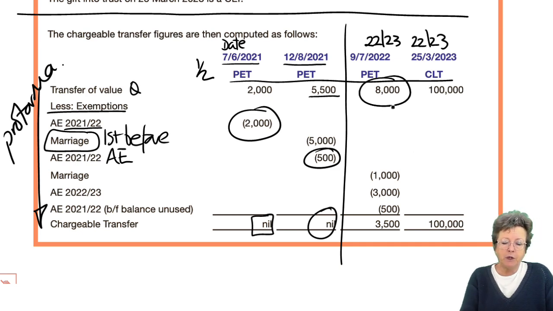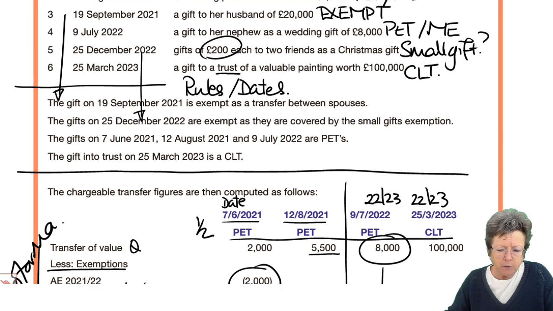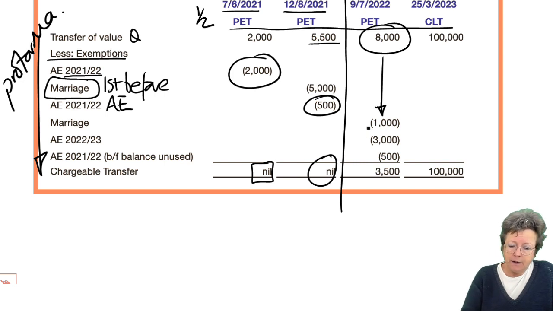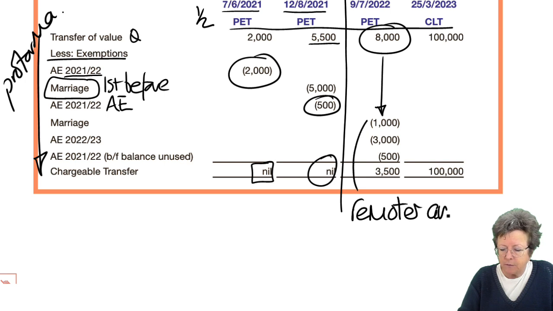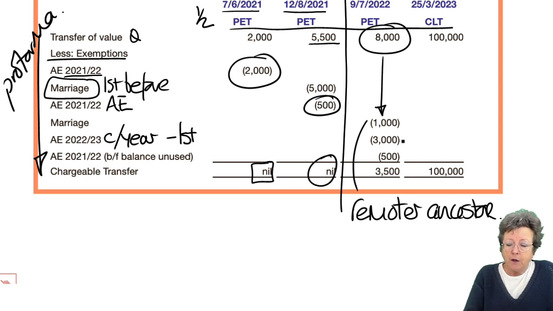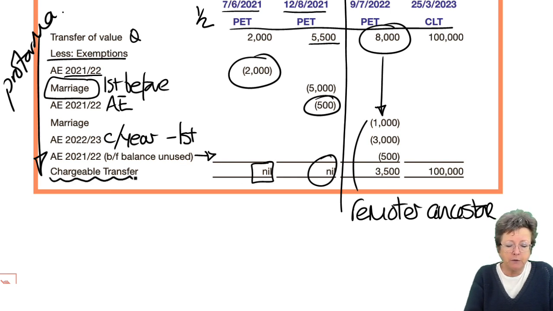So the PET from the question, the marriage exemption is reduced dramatically because it's only, was it a niece, nephew? Nephew. Remoter ancestor. Okay, that's a remoter ancestor. Let me write that on there so you can see. A remoter ancestor. So it's only £1,000. We have the annual exemption for the current year, which is always put in first. Then any balance brought forward which has been unused. And we only have 500 left of that. So this would be the gross chargeable transfer.